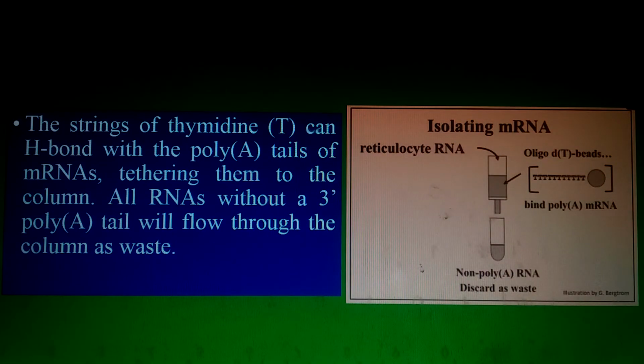Okay. Now what will happen if we put the total RNA, containing messenger RNA, ribosomal RNA and transfer RNA, into the column, and then we put the oligo-dT? The thymidine of the oligo-dT forms hydrogen bonds with the poly-A tail of the messenger RNA. Then all the other RNAs, like ribosomal and transfer RNA, do not possess any poly-A tail and will flow through the column as waste. Is it clear? Okay. Now in this column you just have messenger RNA.